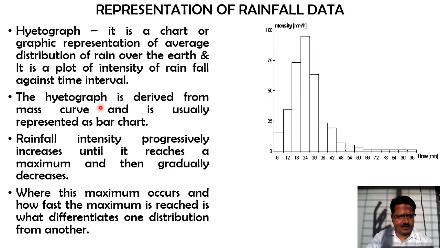Okay, the hyetograph is derived from the mass curve and is usually represented as a bar chart. Okay, again the source of this hyetograph is what? Your rainfall mass curve only. From there you are going to collect this respective data, that is time and intensity of rainfall, and then you are going to represent it in terms of bar charts. Okay, that is nothing but this. The rainfall intensity progressively increases until it reaches a maximum and then gradually decreases.